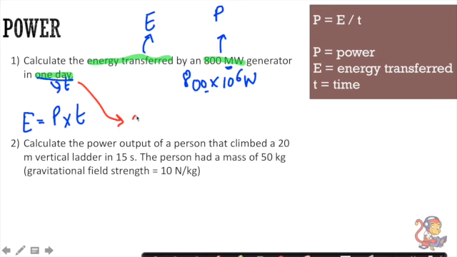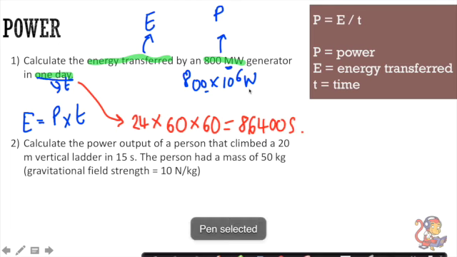There are 24 hours in a day. There are 60 minutes in each hour, and there are 60 seconds in each minute. So if we do this calculation, the hours times the minutes times the seconds, that should give us the number of seconds in 1 day. And that would be 86,400 seconds. So then we just need to multiply these two numbers together.